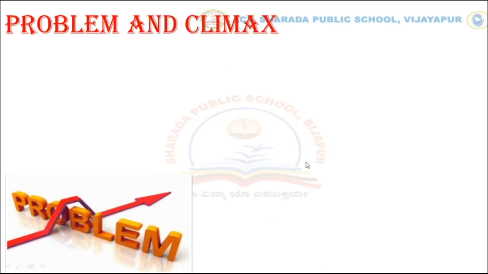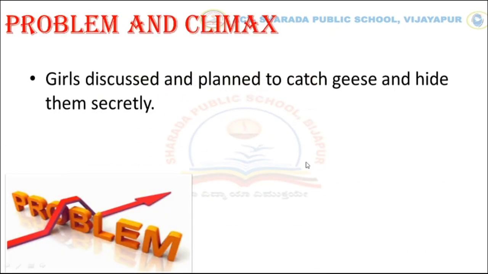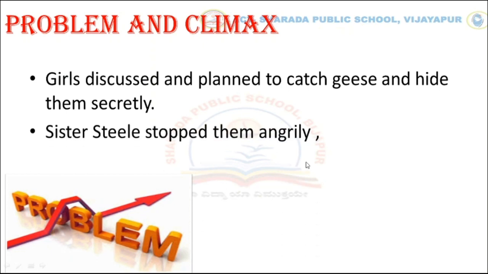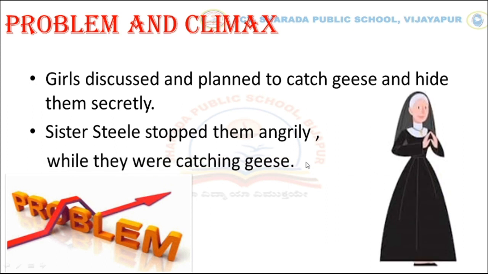Problem and climax. The girls discussed and planned to catch the geese and hide them secretly. Sister Steele stopped them angrily while they were catching the geese.